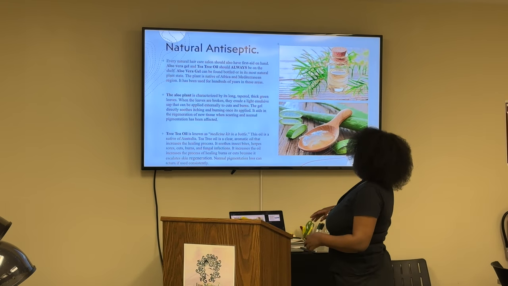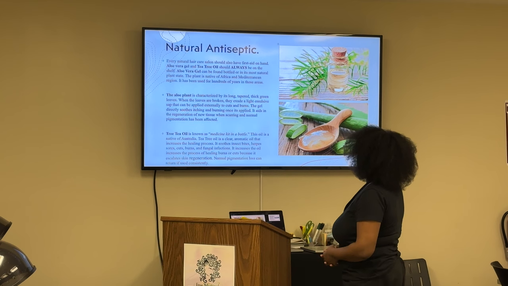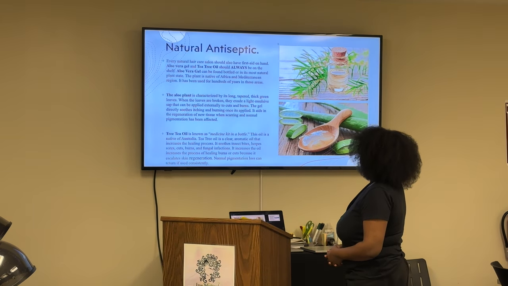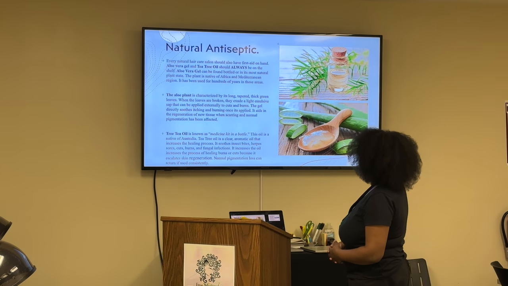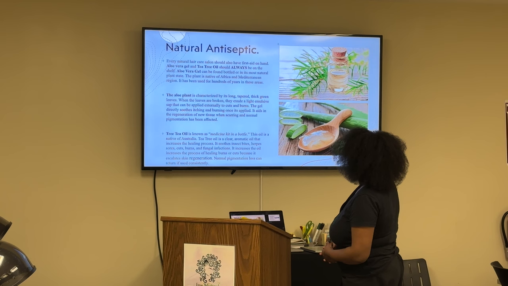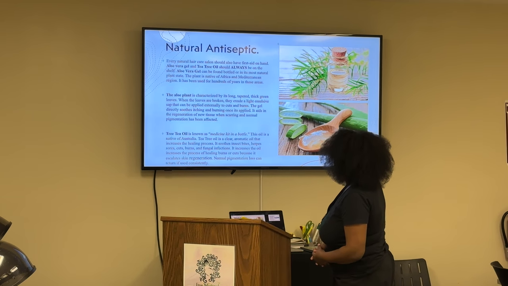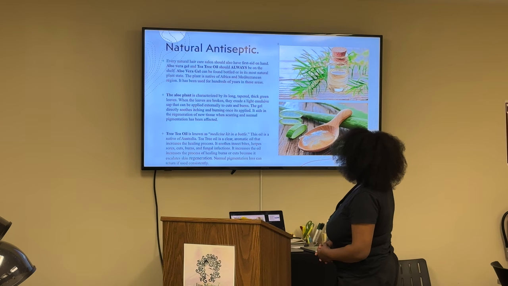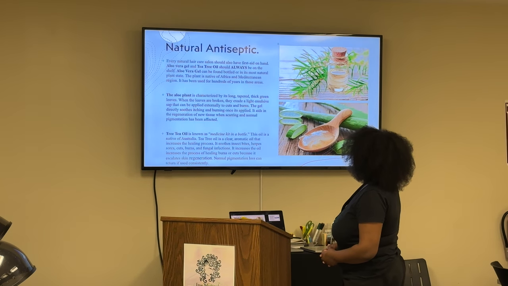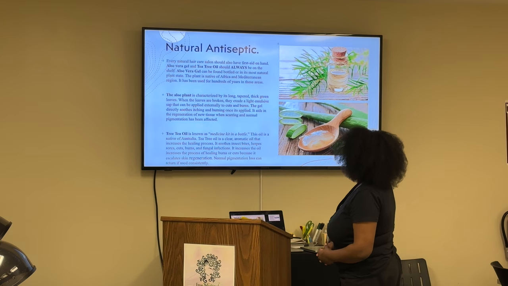A natural antiseptic. Every natural hair care salon should also have a first aid kit on hand. Aloe vera gel and tea tree oil should always be on the shelf. Aloe vera gel can be found bottled or in its most natural plant state. The plant is a native of Africa and the Mediterranean region. It has been used for hundreds of years in those areas.